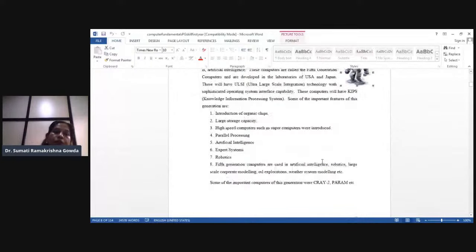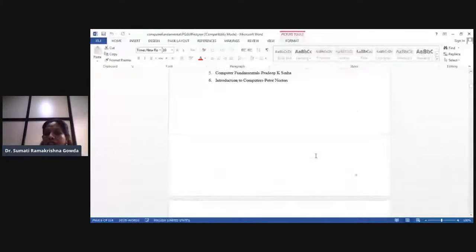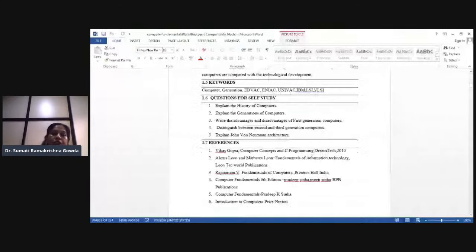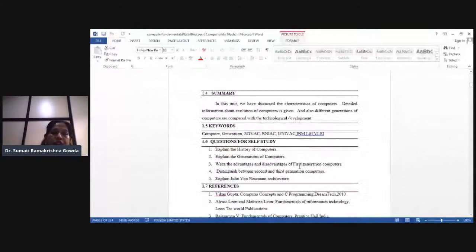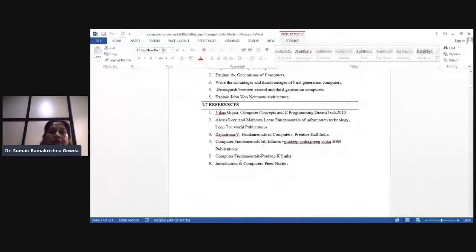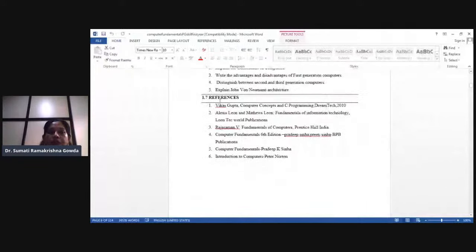Okay, so students, we have studied the generations of computers, then the history of computers. You can refer to the books and references by Vikas Gupta, then Alexis Leon, Matthews. There are so many books. They are available in our library also; you can refer.